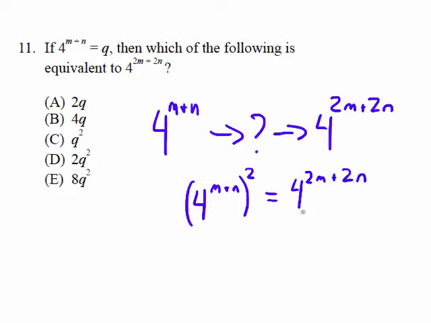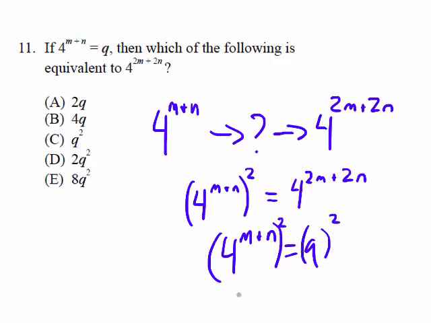Now, of course, if I know that 4 to the m plus n equals q, and I want to square that, so we're going to square both sides, then, of course, 4 to the 2m plus 2n is going to equal q squared. Sorry, my q's look like 9s. All right, so q squared. Either way, we get C as the answer. Cool.